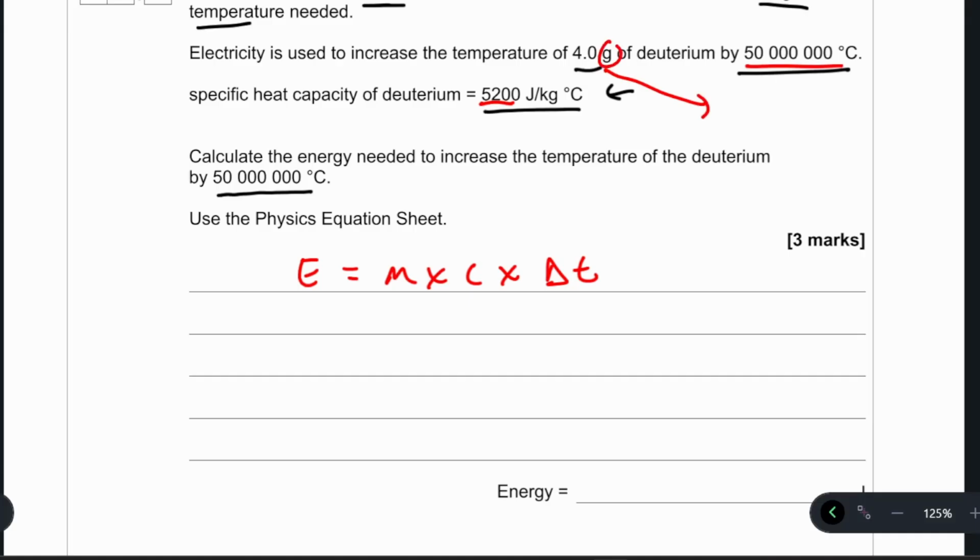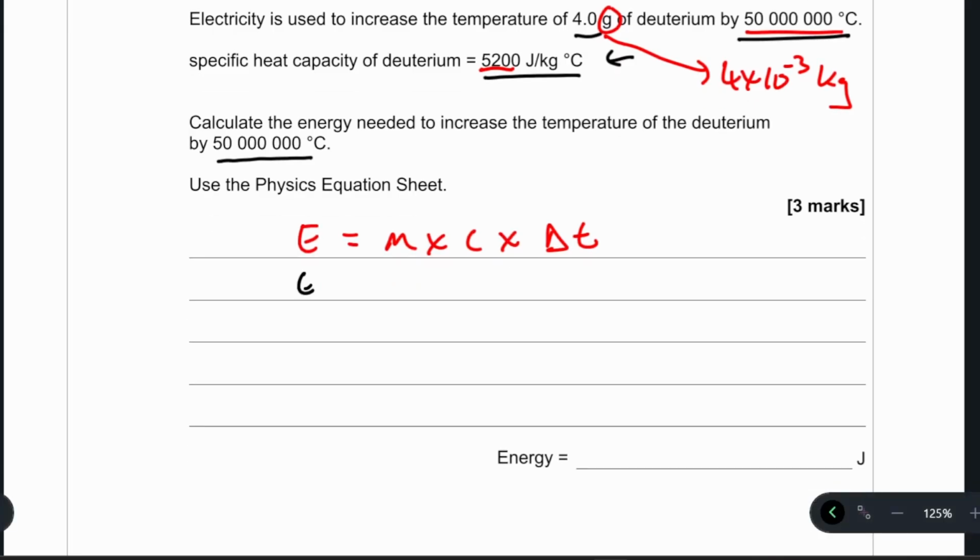So we should spot straight away that this is in grams, and for this equation, we need it in kilograms. So to convert 4 grams to kilograms, you should get that this is 4 times 10 to the minus 3 kilograms. Okay, so basically that's the equivalent. Okay, next we just want to plug in our numbers into our equation.